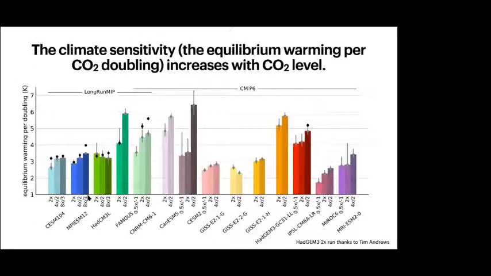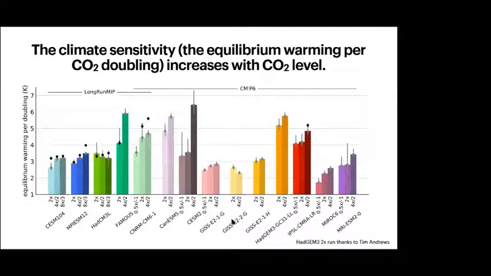This becomes even clearer if, instead of just using the first 150 years of these simulations, we use the full length of simulation available, which for the LongRunMIP models is at least 1,000 years. We also have longer runs for some of the CMIP6 models. Once you include the fullest possible length for all models except for this GISS model, the equilibrium warming per doubling goes up with CO2.